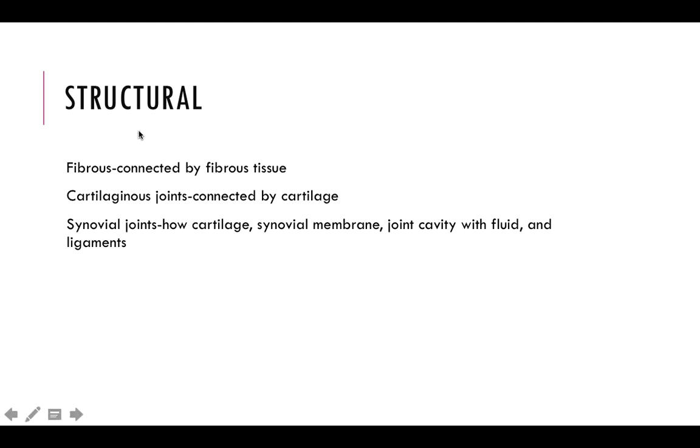The third one are synovial joints. Most of the joints in our body are classified as synovial joints, like our elbows or our knees or our hips. They're going to have cartilage. They have that synovial membrane with that fluid in that cavity that makes the joints have cushioning. They're also joined by ligaments to add some durability to our joints. So most of them lie right here, synovial joints.